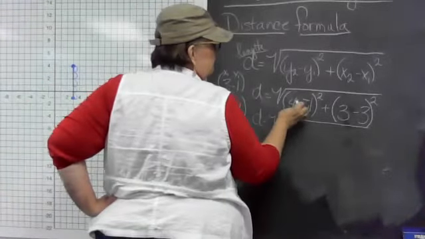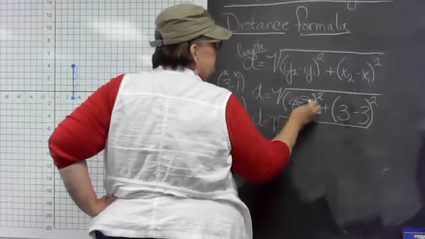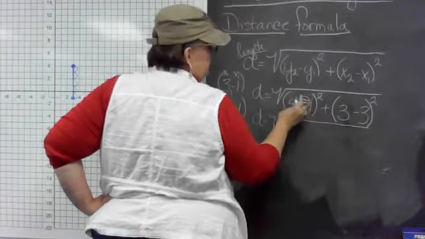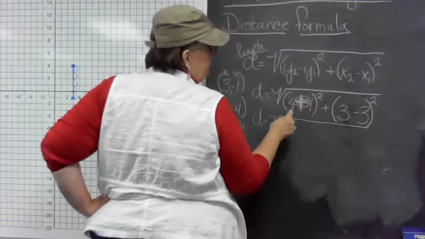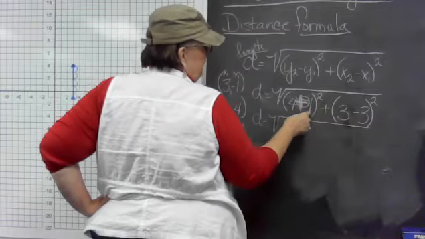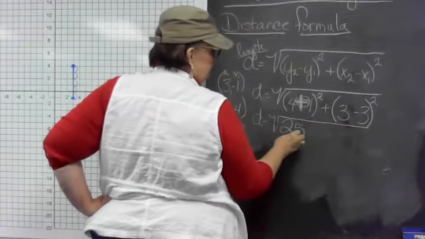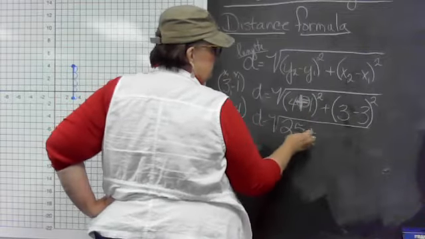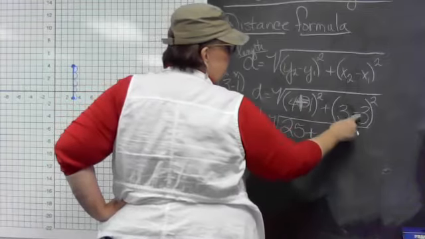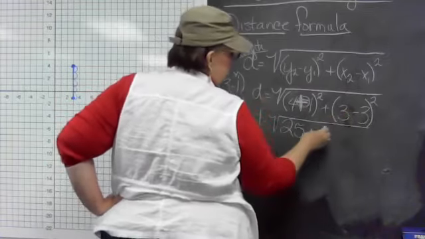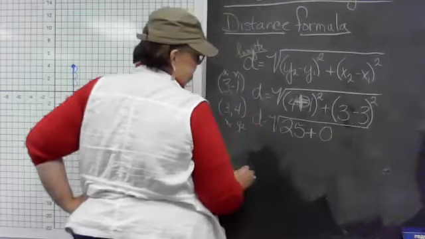Minus a negative can be circled up, what we call circle up, and make it a positive. 2 negatives together like that will make a positive. So I have 4 plus 1 is 5 squared. It's 25 plus, now let's do this one. 3 minus 3 is 0. And 0 squared is 0, right?